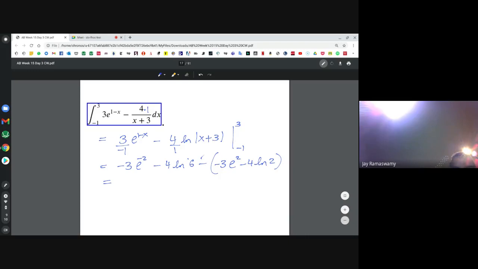Okay, I'm going to distribute this negative sign. Is that clear? So it's negative 3 e to the negative 2, minus 4 ln 6. What's the next term? Plus 3e squared. These are not like terms. Look, these are not like terms. I can't combine them. And what's the last term? Plus 4 ln 2.